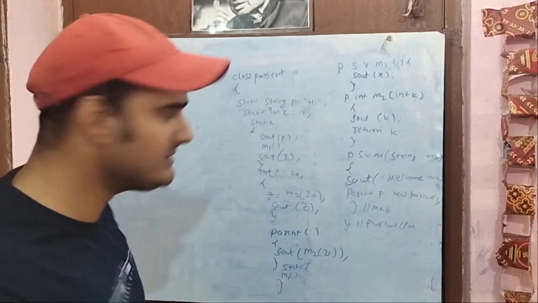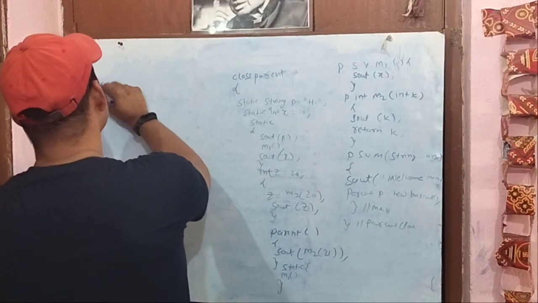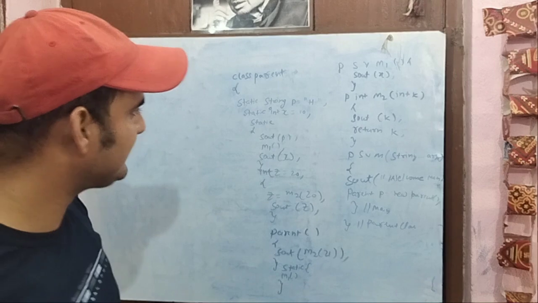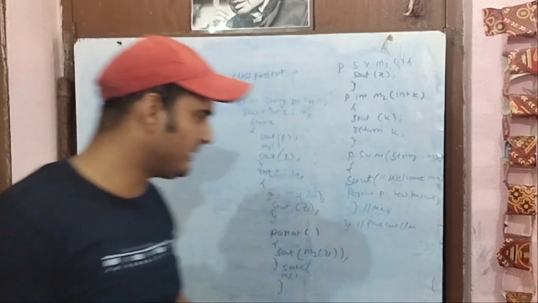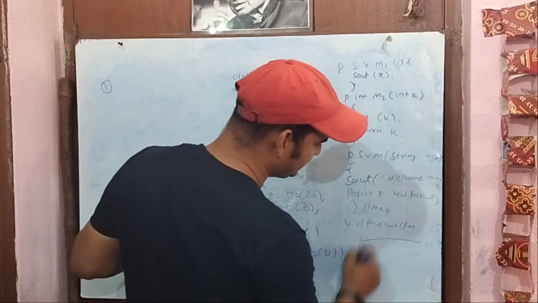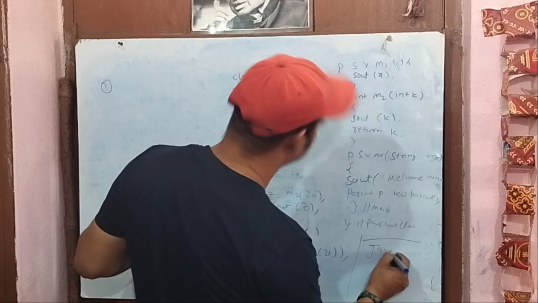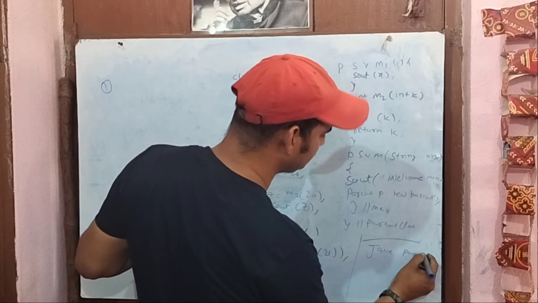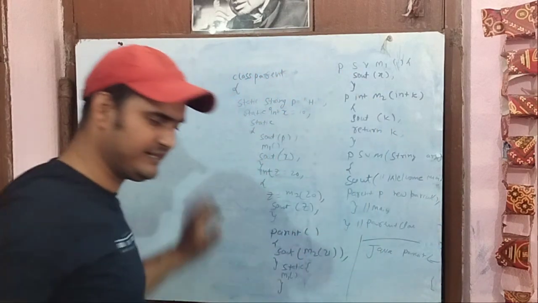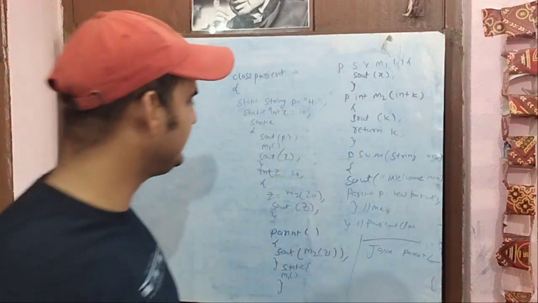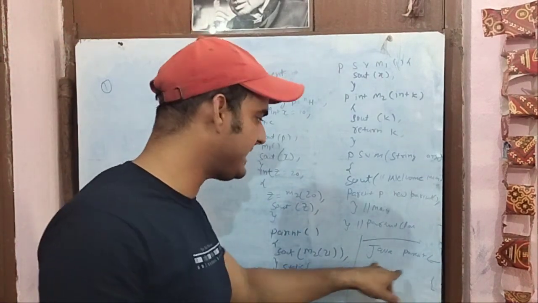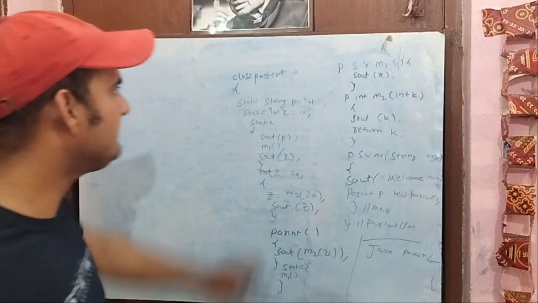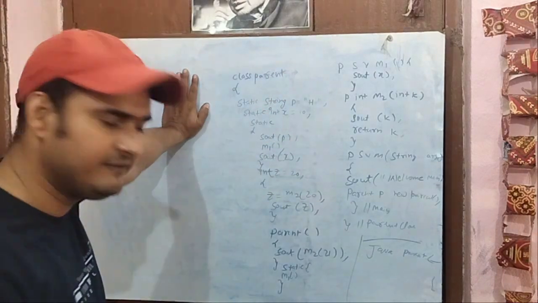We will discuss the flow right from the start. First of all, when this class is loaded, when we give the instruction java Parent, let's suppose javac Parent is done, and we have the .class file, and we have given java Parent. So first of all, this Parent class will be loaded.